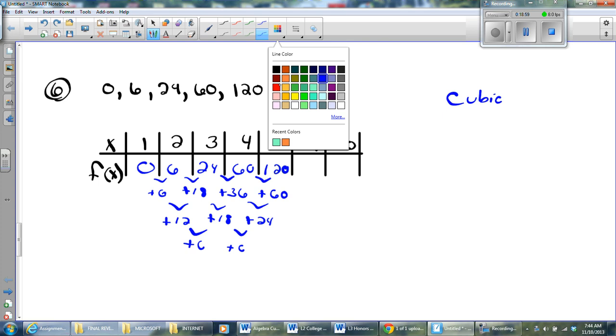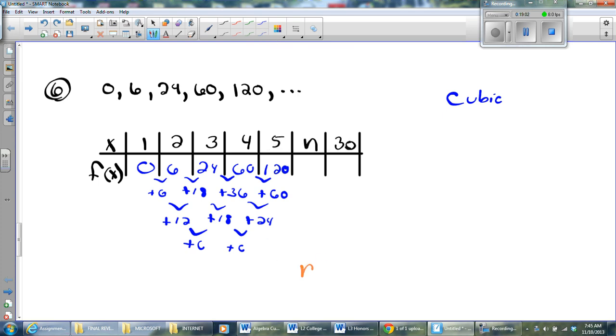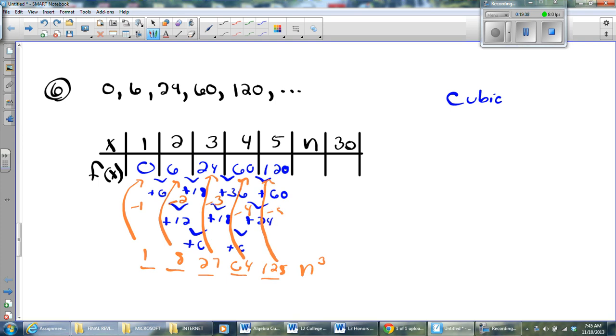And so it's going to be something like n cubed. So my cubes are these numbers in orange, and then I compare them. I subtract 1. Here, 8 to 6, I'm subtracting 2. Oh, that's weird. 27 to 24, I subtract 3. 64 to 60, I subtract 4. 125 to 120, I subtract 5. It's different every time. I subtract 1, subtract 2, subtract 3, subtract 4, subtract 5.